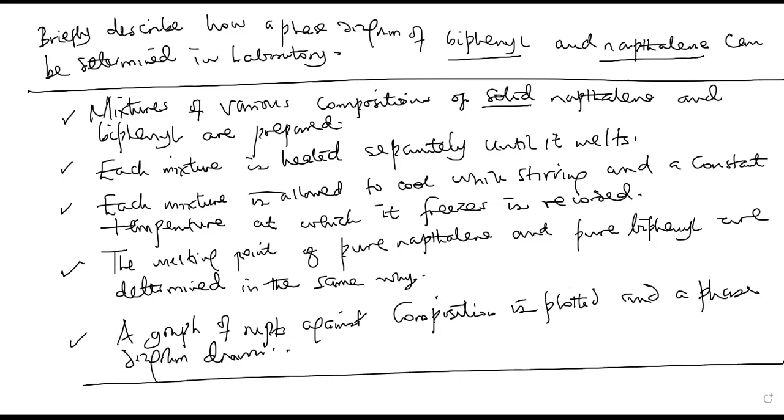Initially you have a mixture of solid substances, but you know that to obtain the phase diagram for a eutectic mixture, you plot temperature against composition. Since we have various compositions of these solid substances, by heating them, they are going to melt. As they melt, allow them to cool, because in our previous general question, we saw that we plot cooling curves. So we allow it to cool until a freezing point, or a constant temperature at which it freezes, is determined. After determining the freezing point, you can get the melting point using the same procedure. Then you plot a graph of melting points against composition, which will give you a phase diagram once connected.